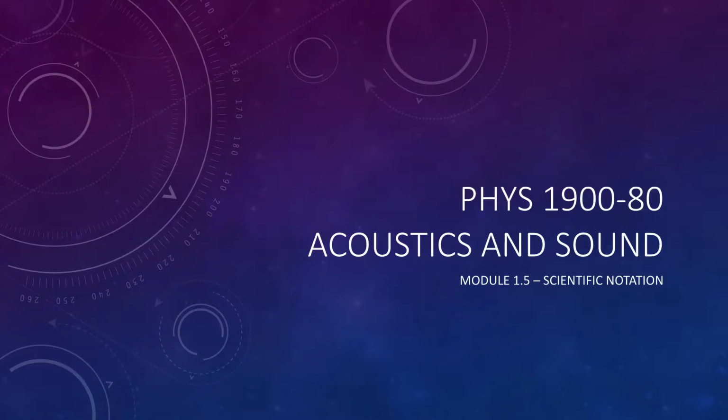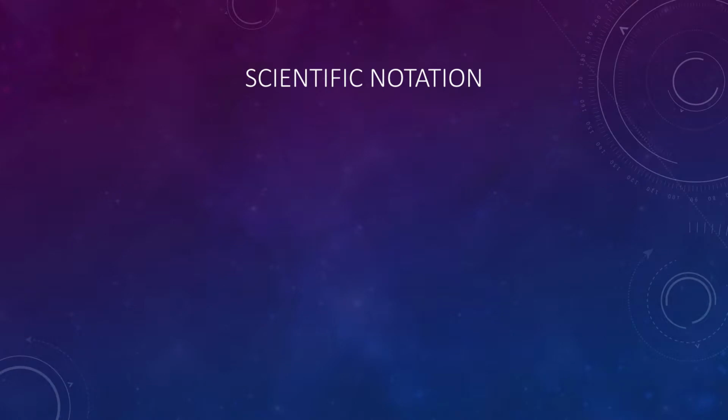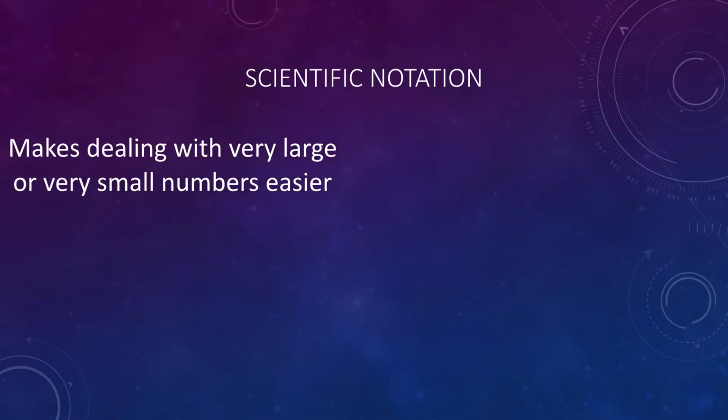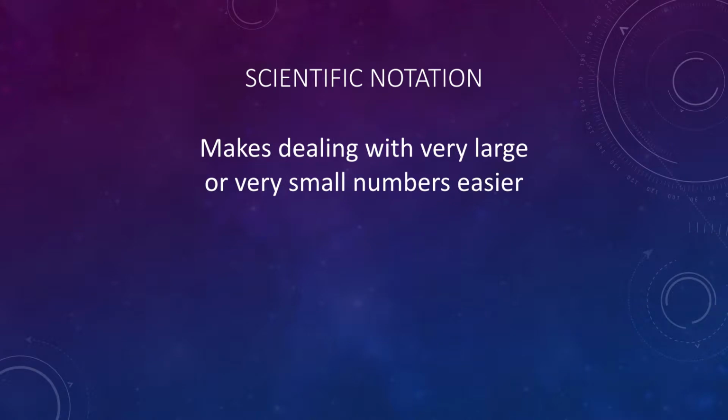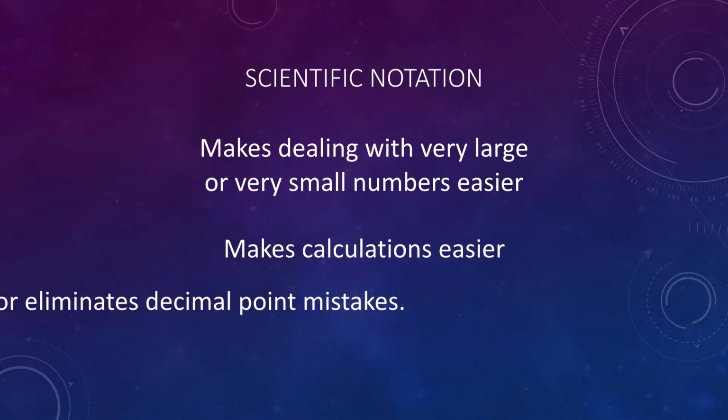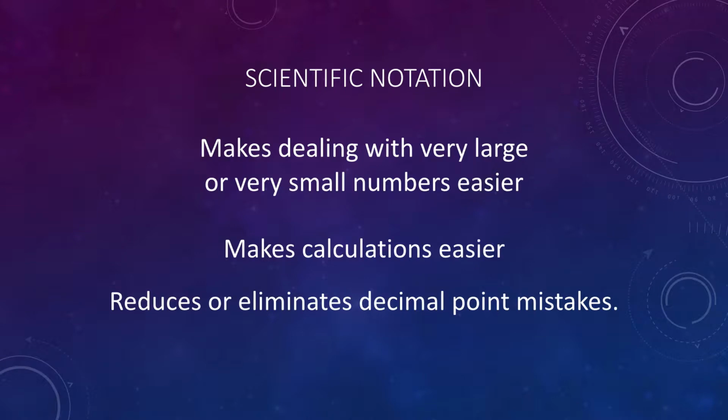Module 1.5, Scientific Notation. It will be very helpful to understand how to use scientific notation, as some of the numbers we will be using will either be very large or very small. Scientific notation will make dealing with these numbers easier. It will make calculations easier, and it will reduce or eliminate decimal point mistakes.